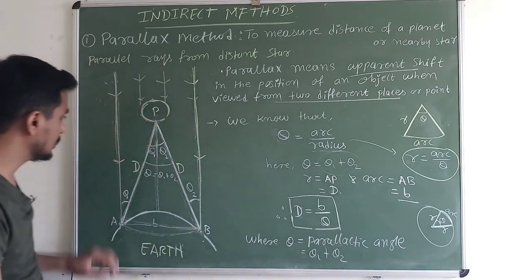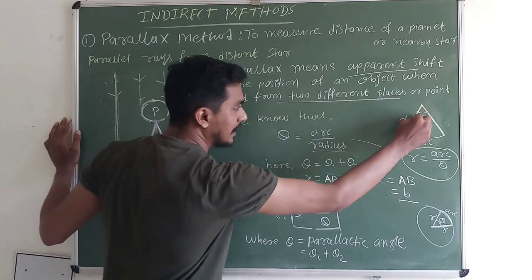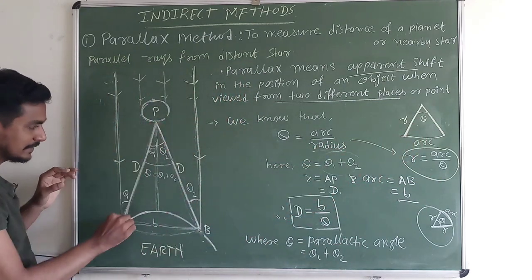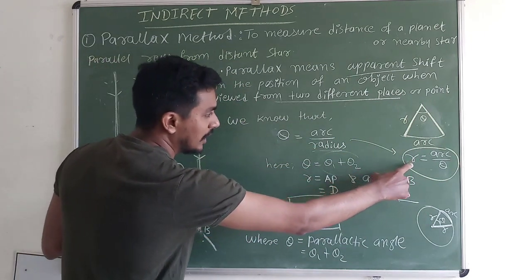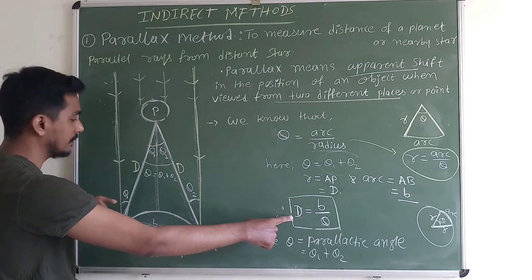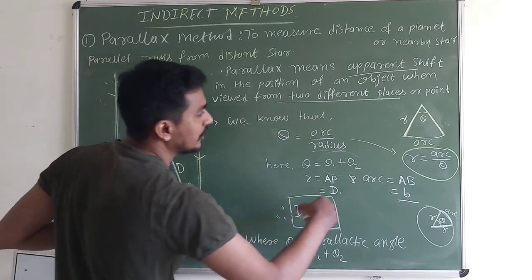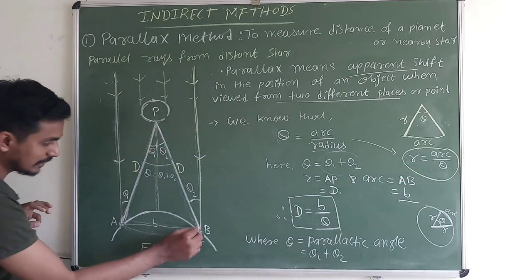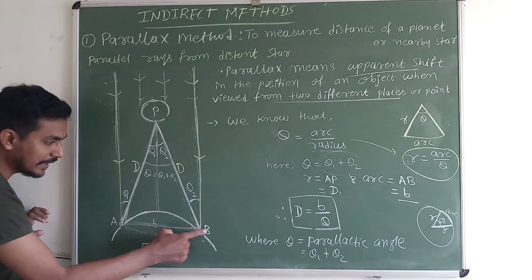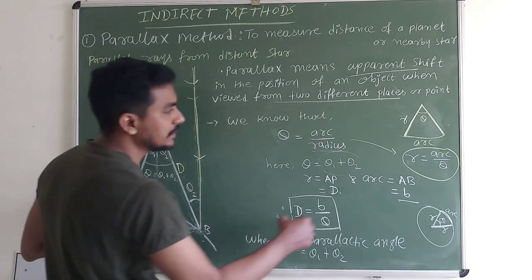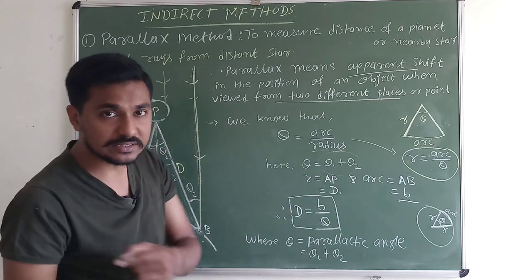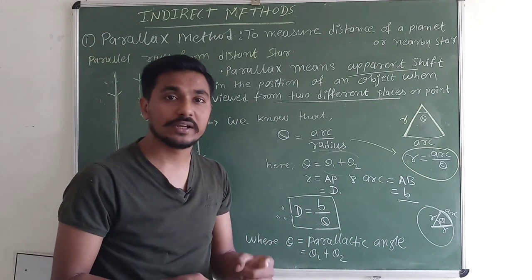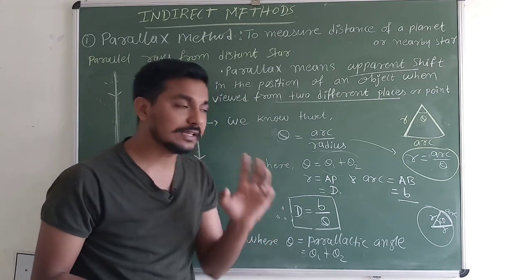Here, what is our r? This r is this distance d, so instead of r I am putting d. Then we have the arc. What is our arc? Our arc is this distance AB, so instead of arc I am putting b, and this distance is on the earth, which we can calculate easily.